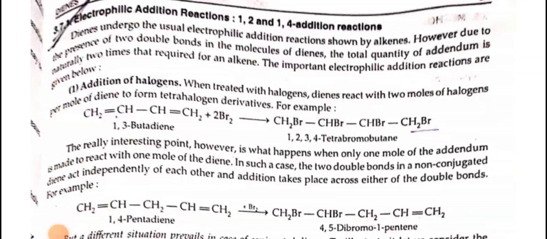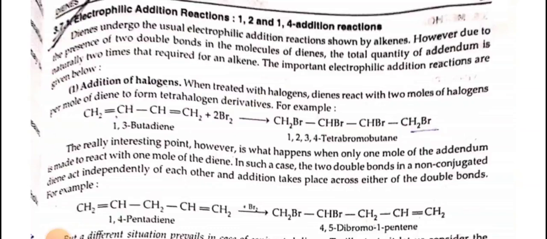Electrophilic addition reaction, 1,2 and 1,4 addition reactions. Dienes undergo the usual electrophilic addition reaction shown by alkenes. However, due to the presence of two double bonds in the molecule of dienes, the total quantity of addendum required is naturally 2 times that of an alkene. The important electrophilic addition reactions are given below.